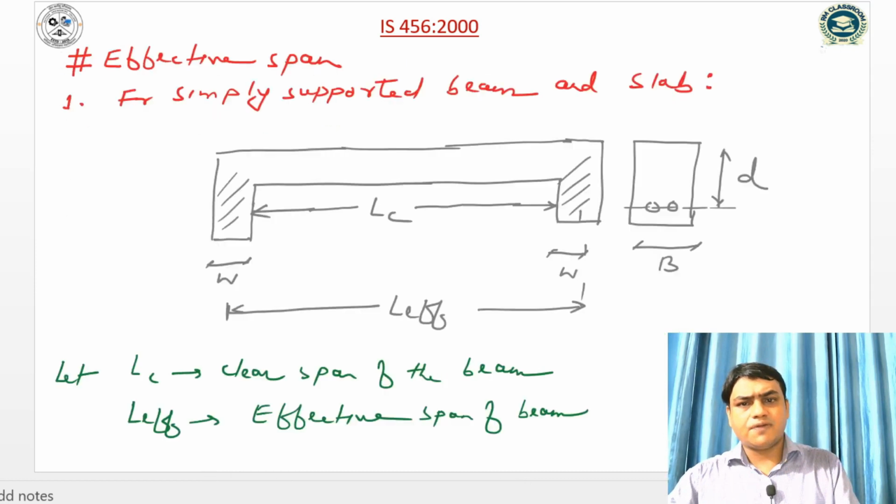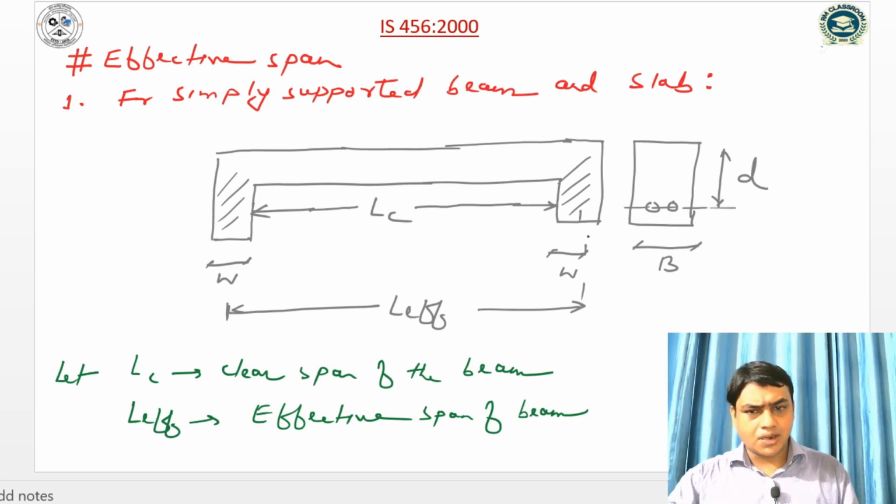After that, the effective span is suggested by IS 456. First, for a simply supported beam or slab, let us assume this is our simply supported beam. Here L c is the clear span, W is the width of the support, capital B is the width of the beam, and small d is the effective depth of the beam. The code suggests that for a simply supported beam or slab, the effective span is equal to the sum of clear span plus width of the support, or the sum of clear span plus effective depth, whichever is less.